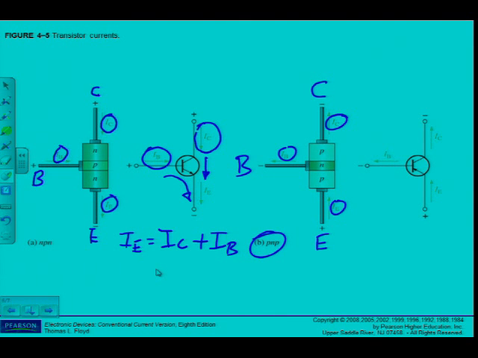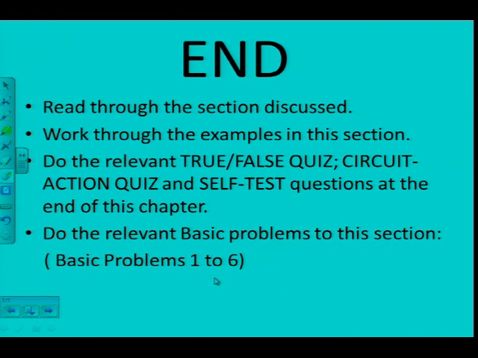So it is important to know the different currents and the direction of current flow for the two devices, and of course I have to know the symbols as well. Again, read through this section, work through the examples in this section, and do the relevant true-false quiz, circuit action quiz, and self-test questions at the end of this chapter. You will find these at the end of every chapter in this whole book, as you've seen previously. Keep in mind, very importantly, to do the basic problems at the end of the chapter to test yourselves. For the section we've done, you have to do basic problems 1 to 6.